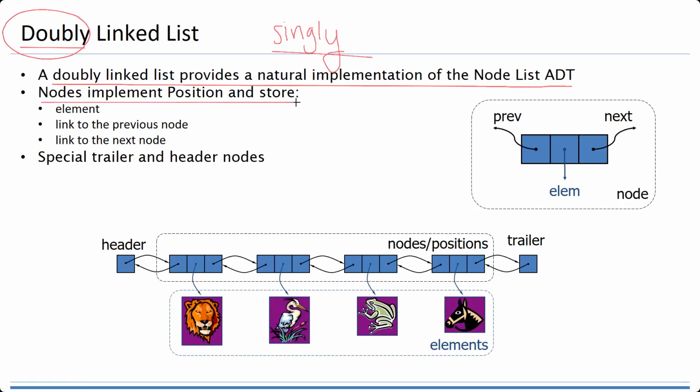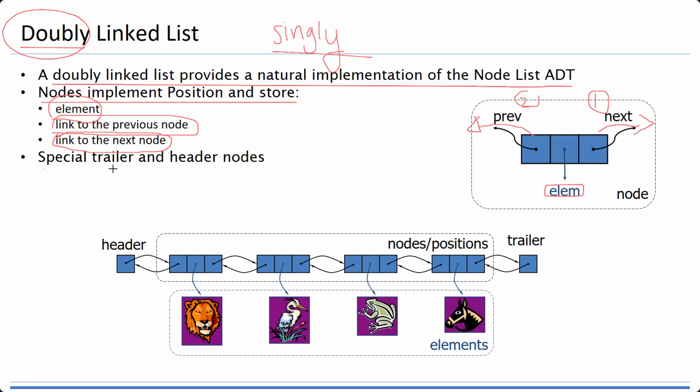Nodes implement position and store the element. The position means we want to know the exact current position. It will save the element, and then it goes to the links, and there are 2 links. If you see here, this is the element. We call it doubly because we have double links. The first is to know what is the next, and the second is to know what is the previous.